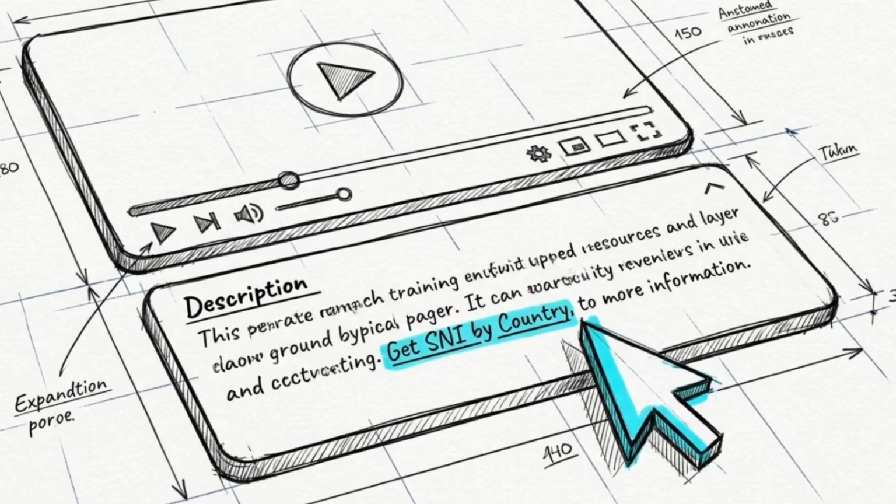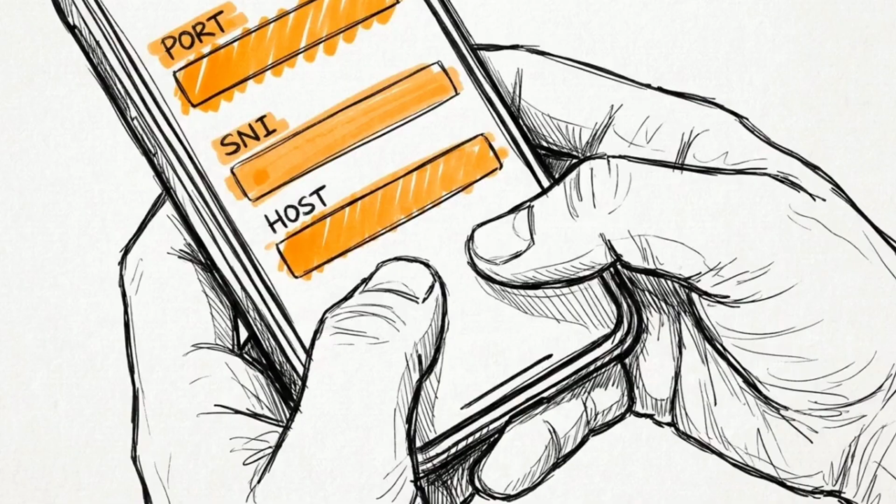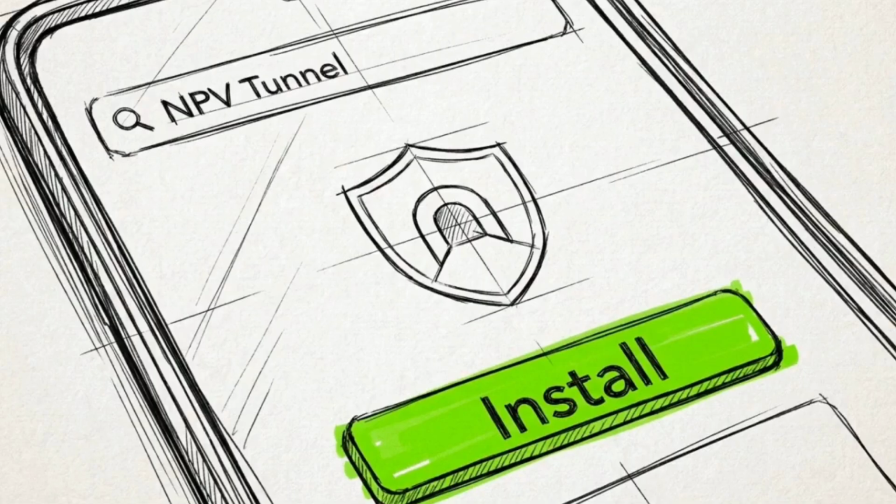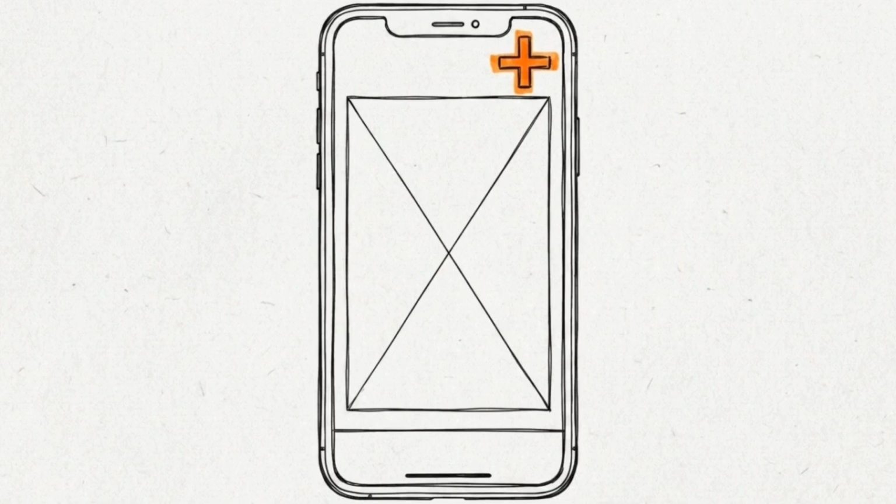If you need to find one for your country, there is a link in the description to help you source it. Manually setting up these parameters gives you direct oversight of your connection settings, moving beyond the limitations of standard prepackaged VPN services. Begin by installing NPV Tunnel from the Play Store. Open the app to establish your initial workspace.